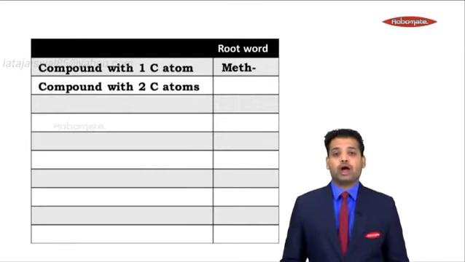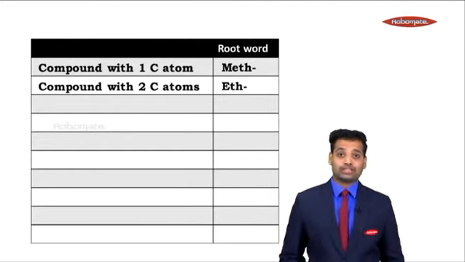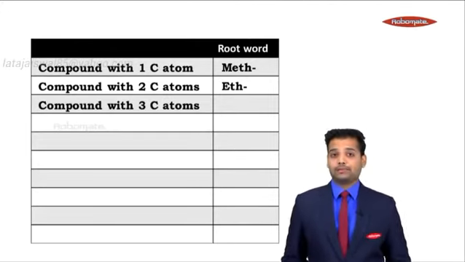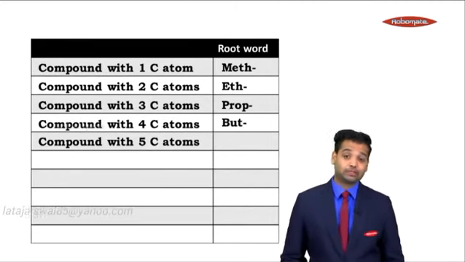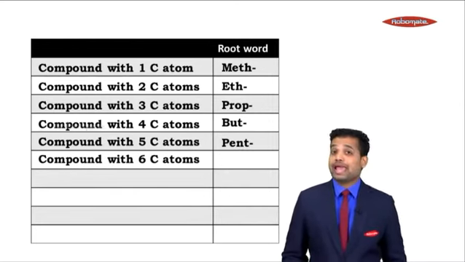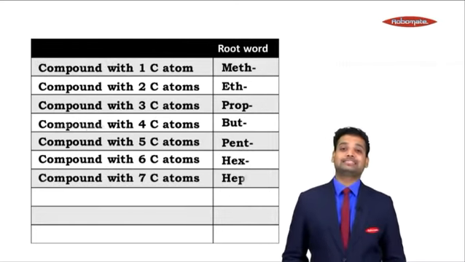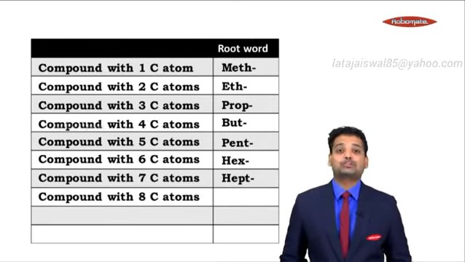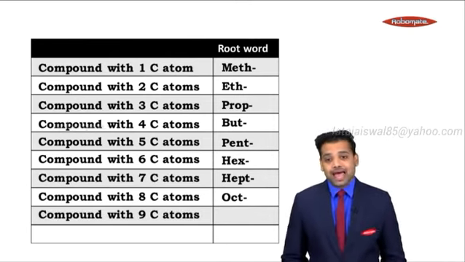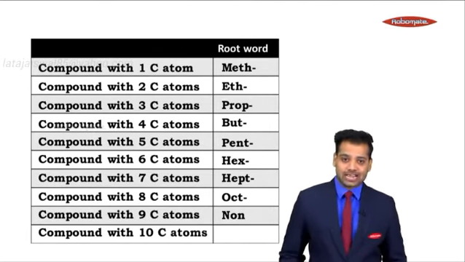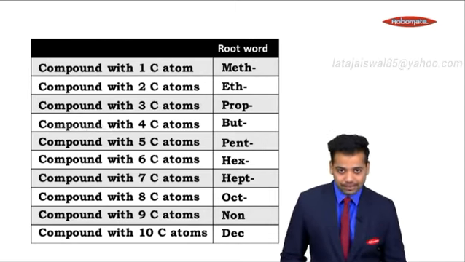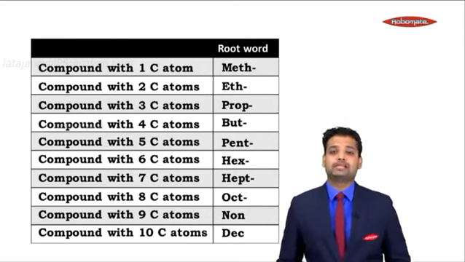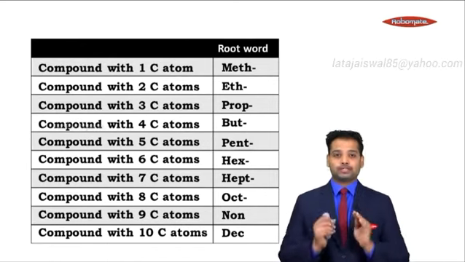The compound with 2 carbon atoms is ethane. The compound with 3 carbon atoms is propane. 4 carbons, but. 5 carbons, pent as in pentagon. 6 will be hex as in hexagon. 7 is hept. 8 is oct, as in octagon again. 9 is non and 10 is dec. So meth, eth, prop, but, pent, hex, hept, oct, non and dec. Remember, you will be asked maximum till 8 carbons, that is oct, but just in case, we just need to know the 2 extra ones.